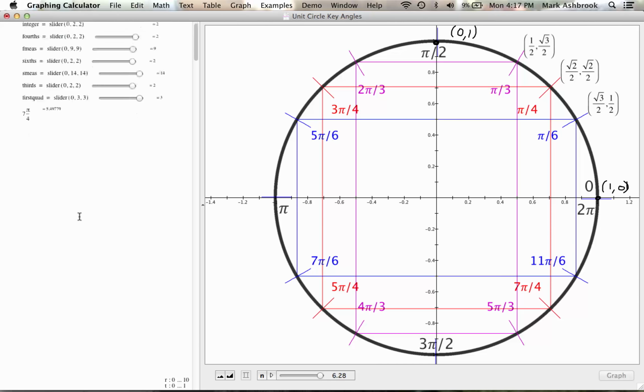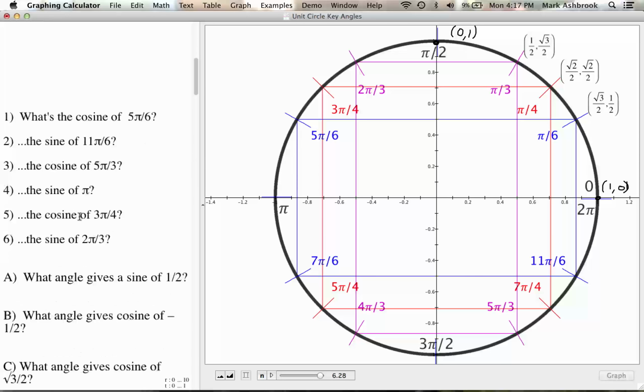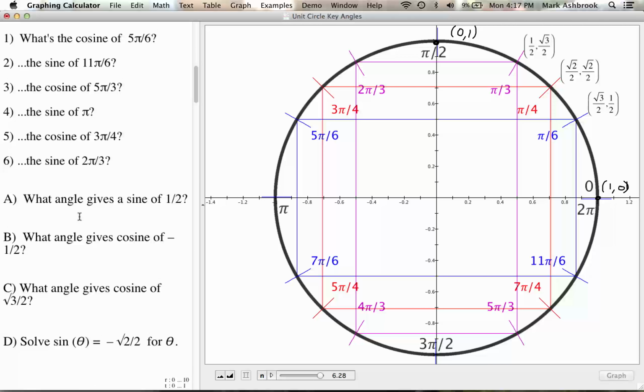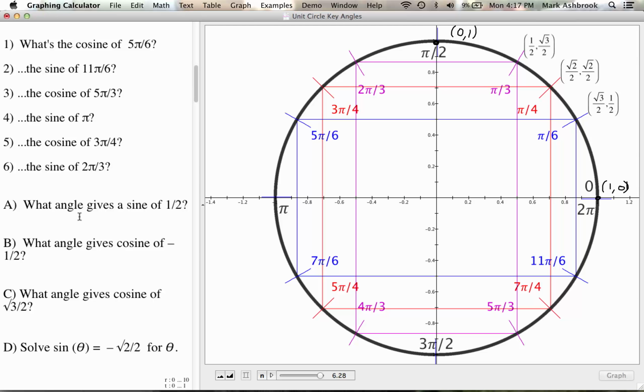I've got some questions down here that I intended to ask you. What's the cosine of 5 pi over 6? So we come here to 5 pi over 6. Cosine, we know we want the x-coordinate, or the horizontal distance to the right. And so we're looking here, and it's just the reflection of this length here, which we know is radical 3 over 2. But since we're to the left of the vertical diameter, it'll be negative square root of 3 over 2.